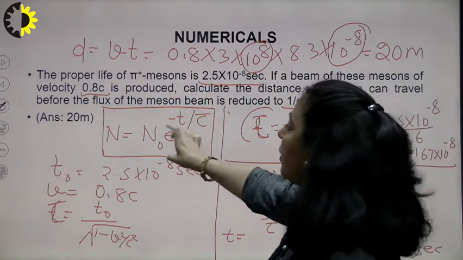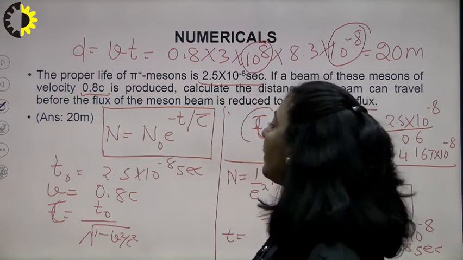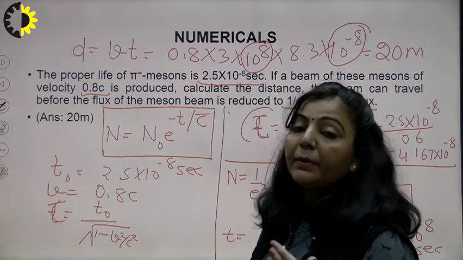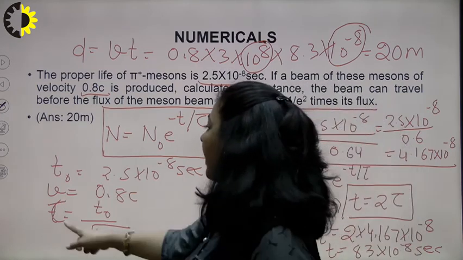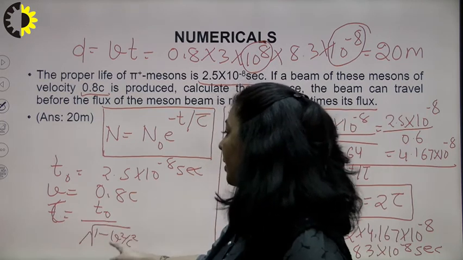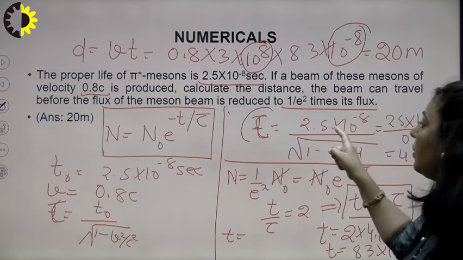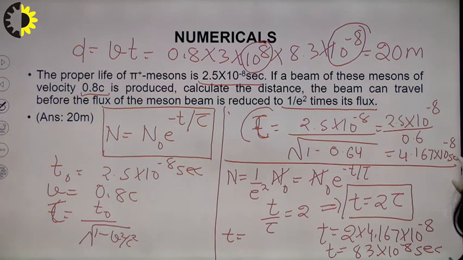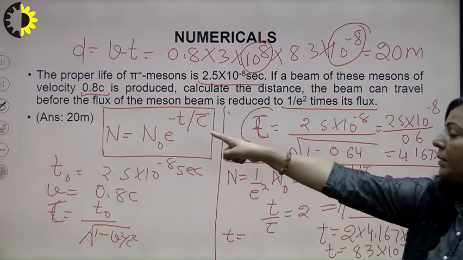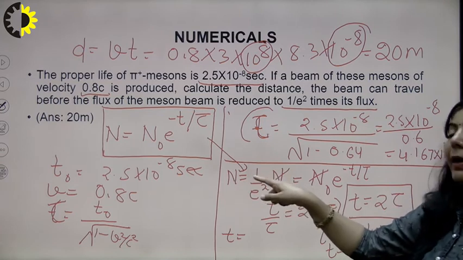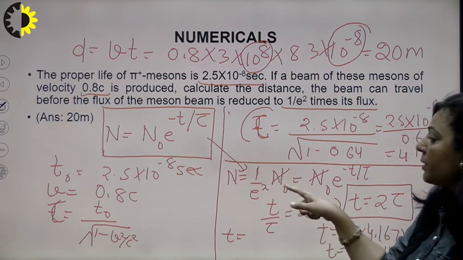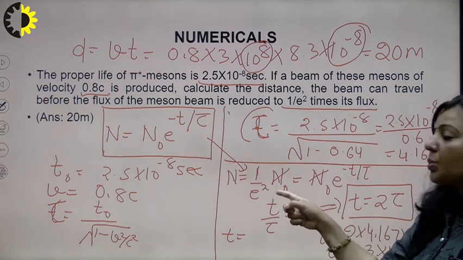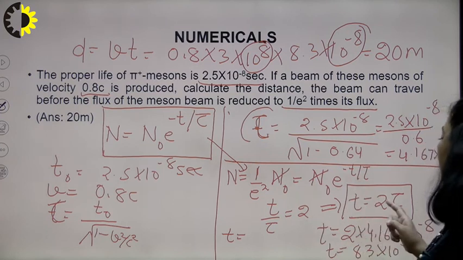So you have to use this formula, N is equal to N naught e raised to power minus t upon tau. So this tau is the time, dilated time because of the relativistic speed. So that time will be equal to, according to time dilation, t naught upon under root 1 minus v square upon c square. T naught is this, and this is under root 1 minus 0.64. After simplifying, you are getting the time tau, and using this particular formula, N is the flux in time t. According to the question, it should be 1 upon e square times of N naught. After simplifying, you are getting t is twice of tau.